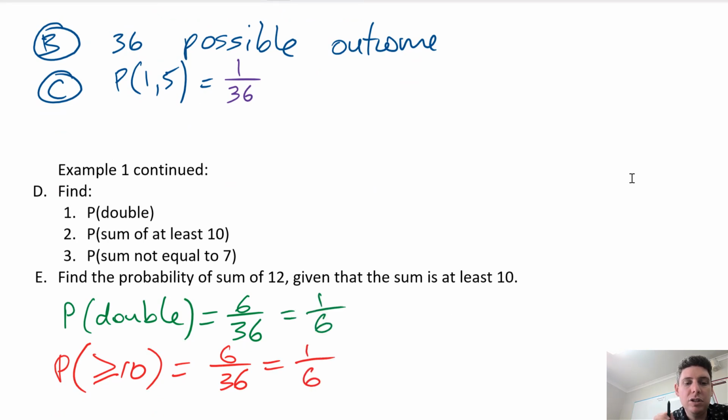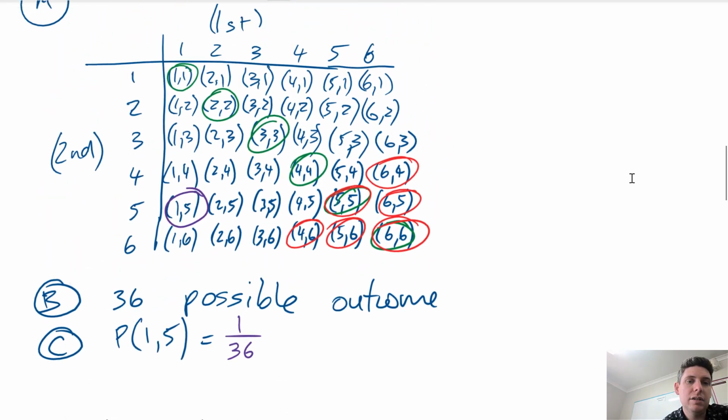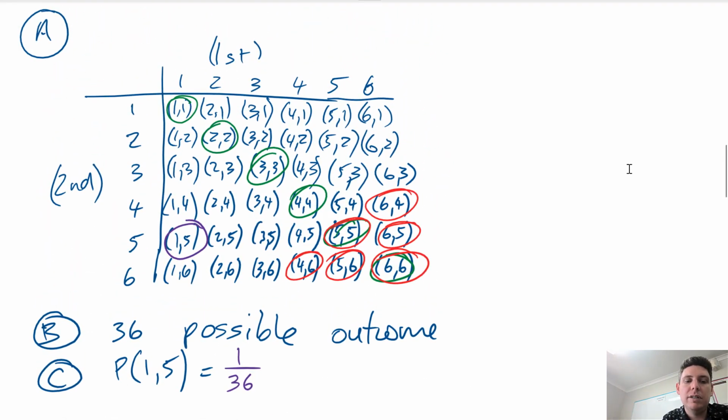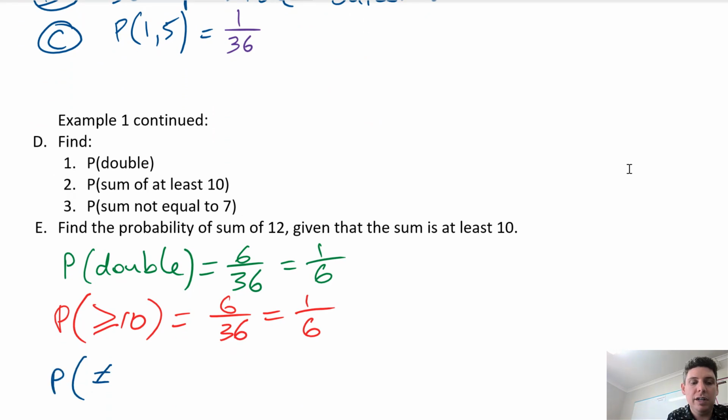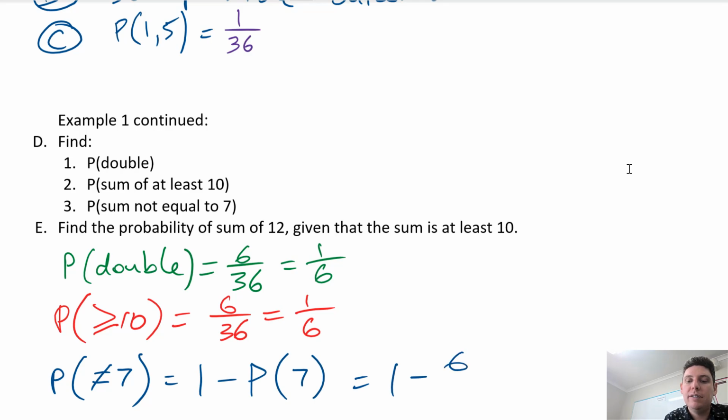Sum not equal to 7. So which ones are 7? All of these. So the sum not equal to 7, you can do 1 minus the probability of 7, which is 1 minus 6 out of 36, which is 30 out of 36. Okay, so that's not 7. You can do 1 minus the probability of 7.